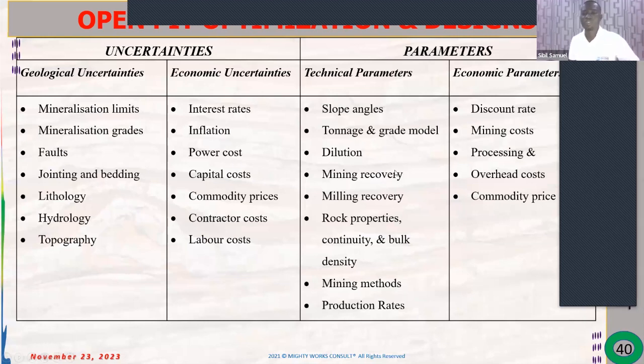And then we have the parameters that are very key. The technical ones are the geotech information, the tonnage and the grade from the geologist, dilution, mine recovery, mill recovery, rock properties, the continuities, the mining method, the production rate. And the economic parameters are very important for optimization. You have to consider the discount rate, the mining cost, processing and overhead costs, commodity prices, and all those are also important.